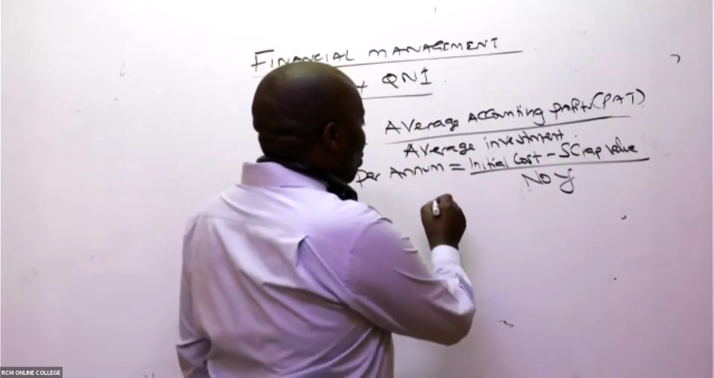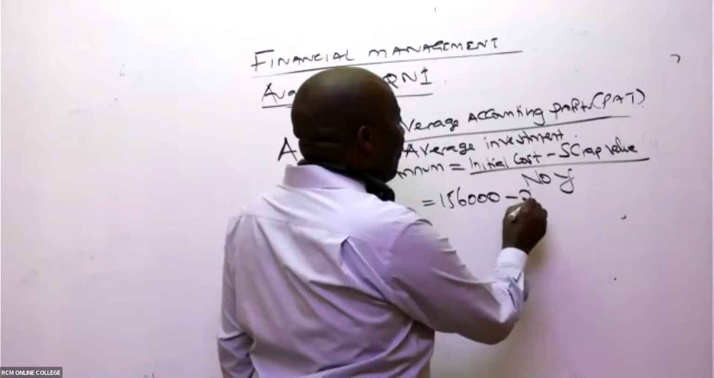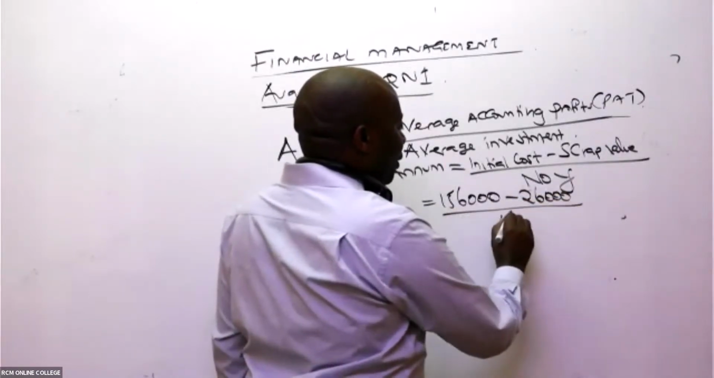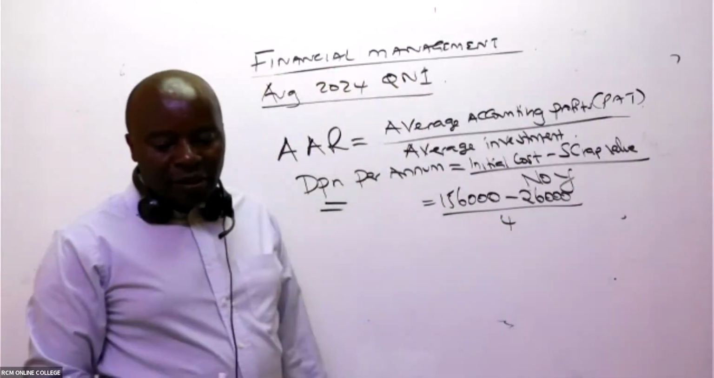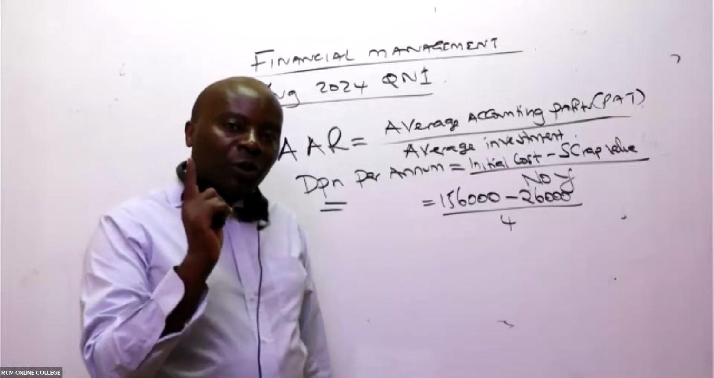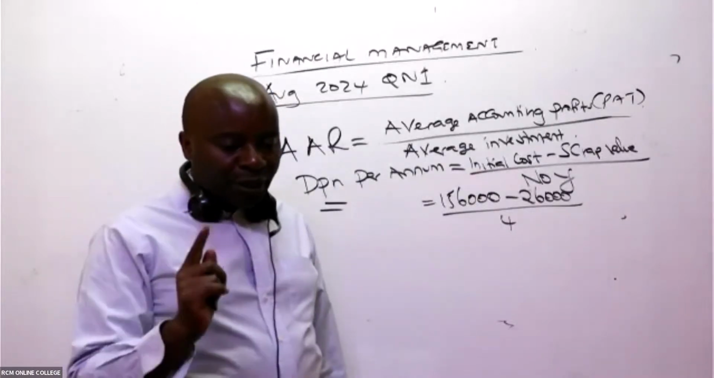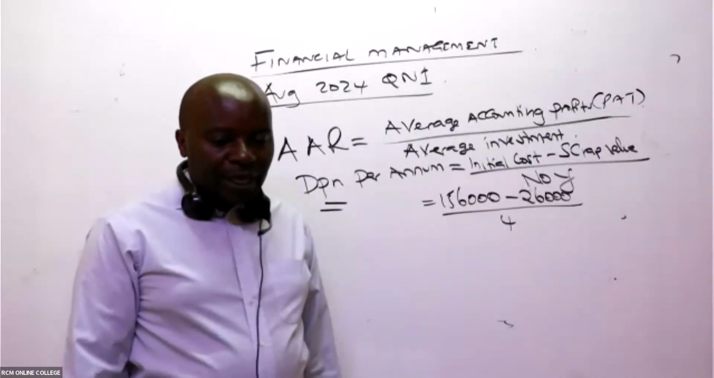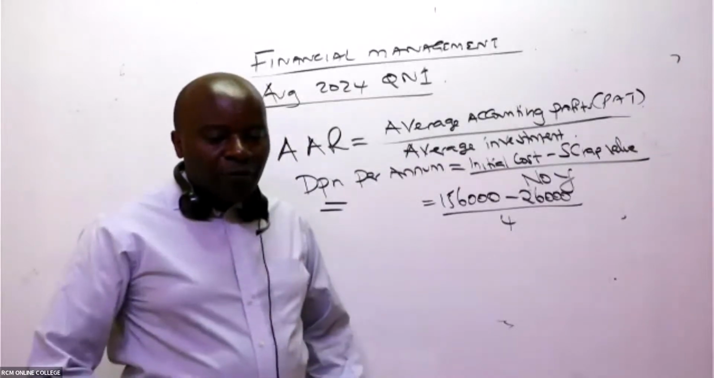So we have here the initial cost of the machine, 156,000, minus the scrap value, which is 26,000. The number of years, they told us that this particular asset is a 4-year asset. So are you able to give me the depreciation per annum here? Yes, according to Tunde, it is 32,500.